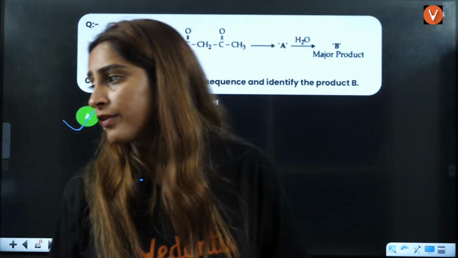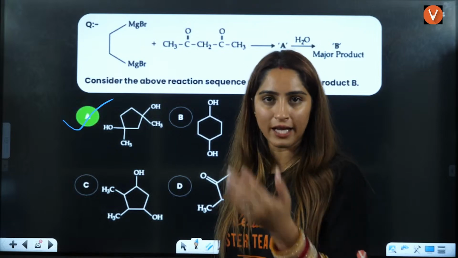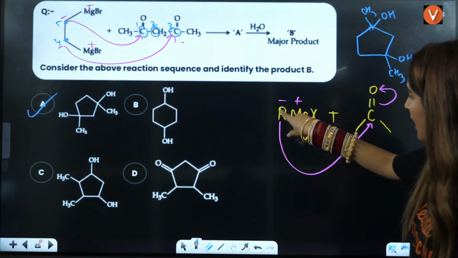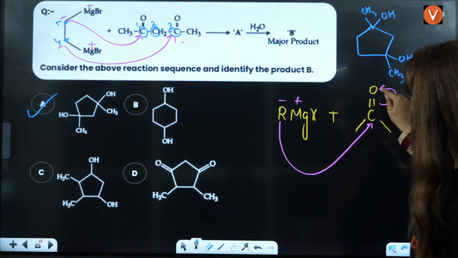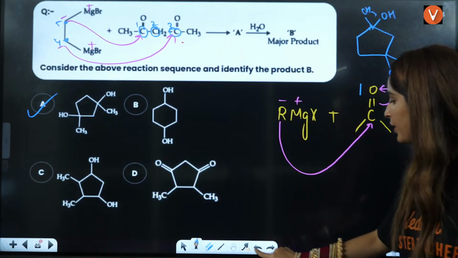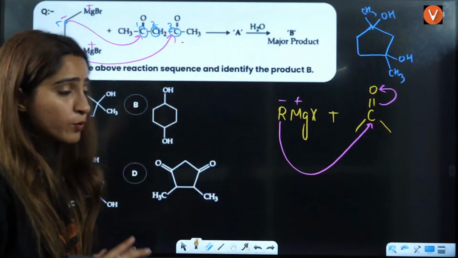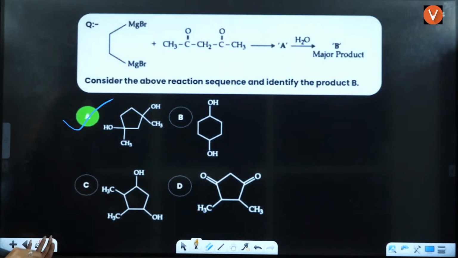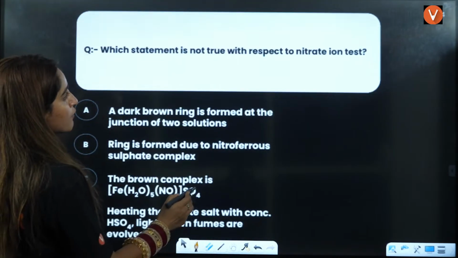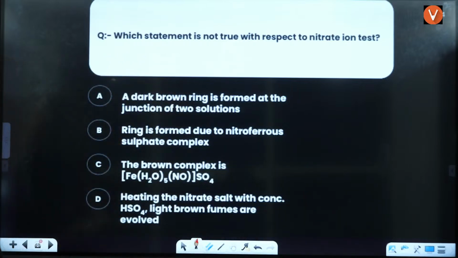So without solving also, we can answer this. I have not solved it entirely. We just know this concept that when R attacks here, electrons will jump here. This will be converted to OH. This will be linked here. Only this concept we need to know. From this concept, we can directly answer the question. Right? Okay. Next, students, which statement is not true with respect to the nitrate ion test?